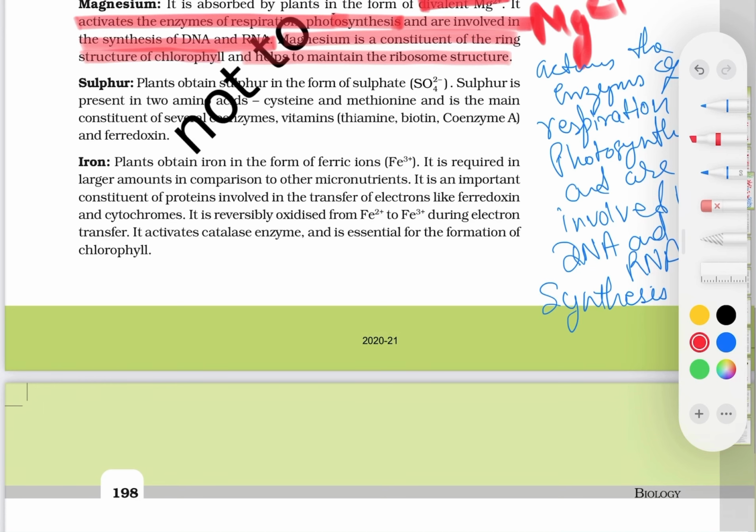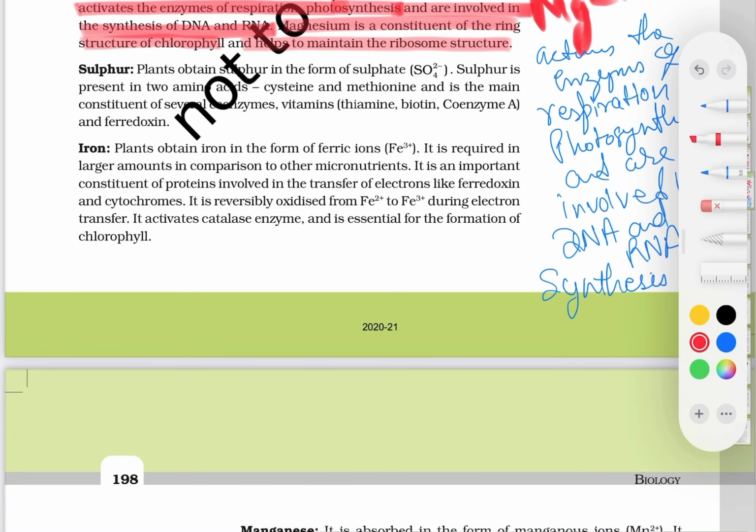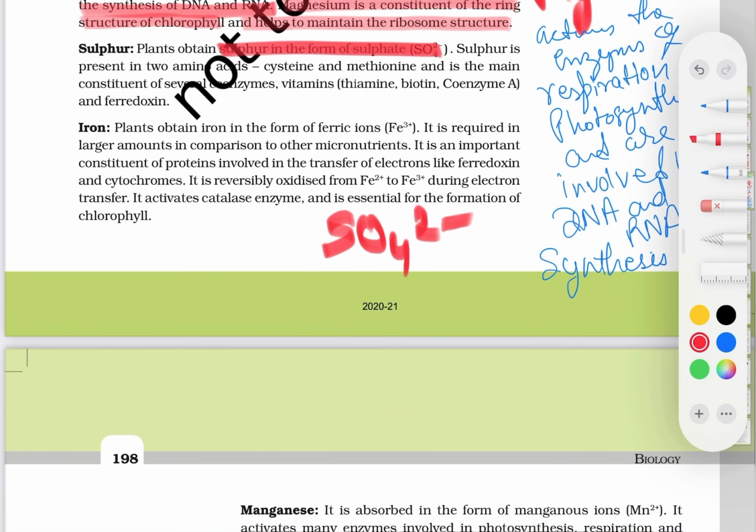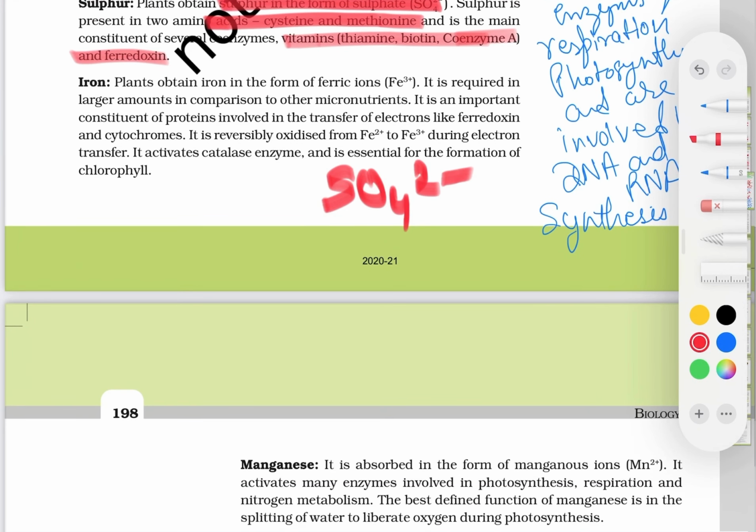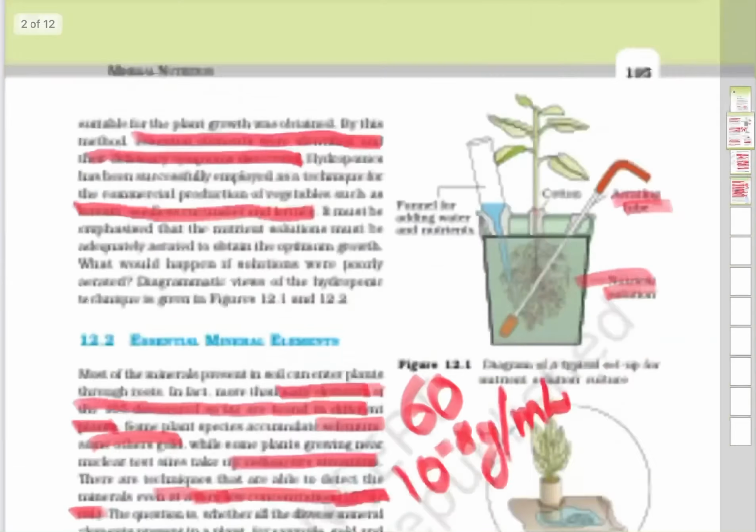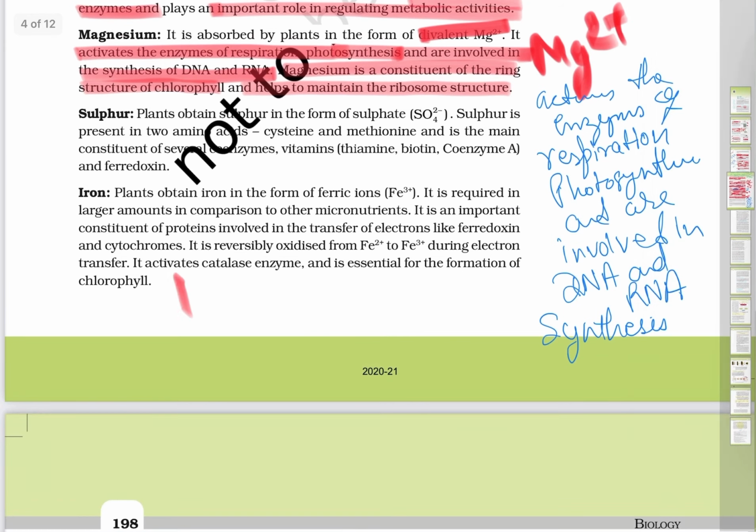Now come to sulfur. Plants obtain sulfur from sulfate, SO4 2-. Sulfur is present in two amino acids, cysteine and methionine, and is the main constituent of several coenzymes and vitamins. What vitamins are there? Thiamine, biotin, coenzyme A, and pyridoxine.